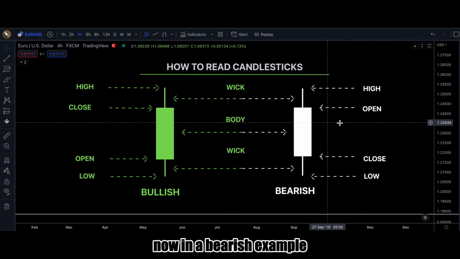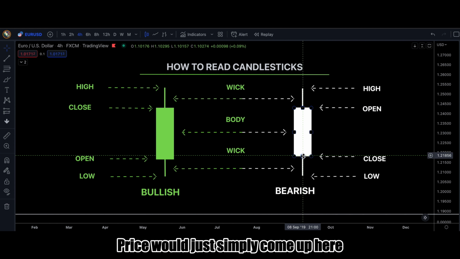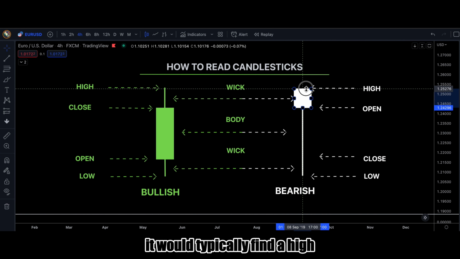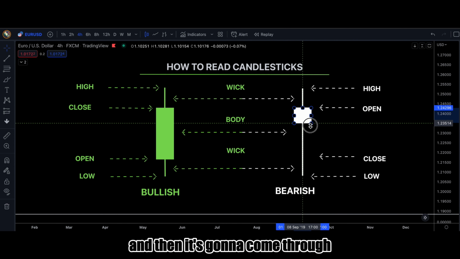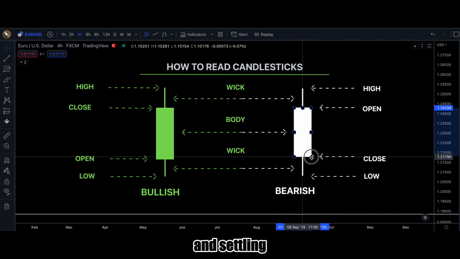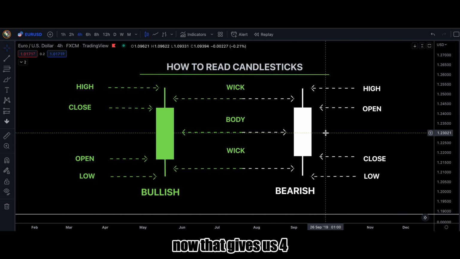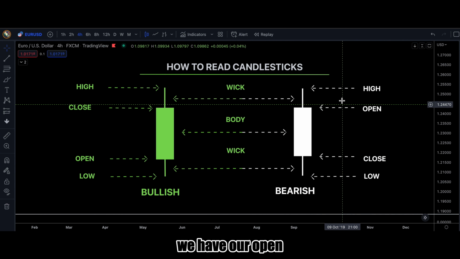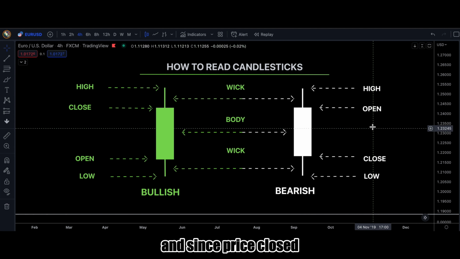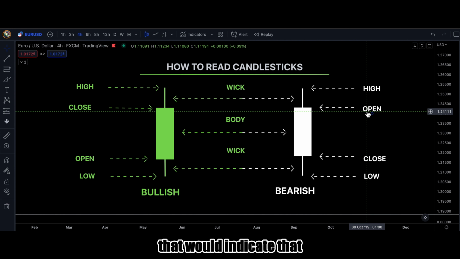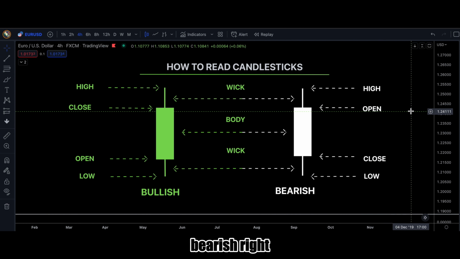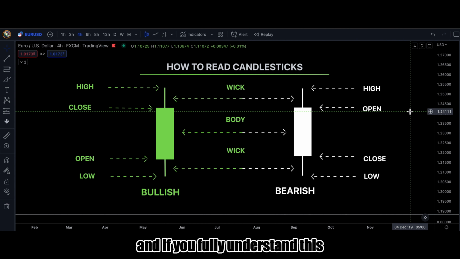Now, in a bearish example, you can see that price would just simply come up here. Let's say price opened up. It would work its way up. It would typically find a high. And then price is going to come down, create a low, and settle and create our close. Now that gives us 4 different points of information. We have our open, we have our high, we have our low, and we have our close. And since price closed below our open, that would indicate that price is going down and that this candlestick is in fact bearish, right?